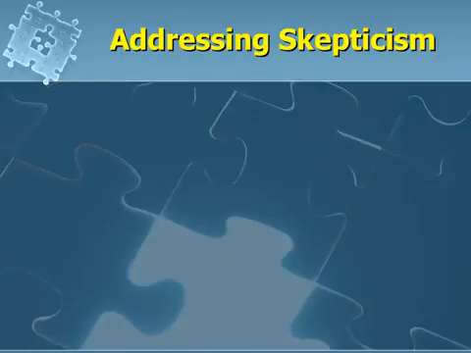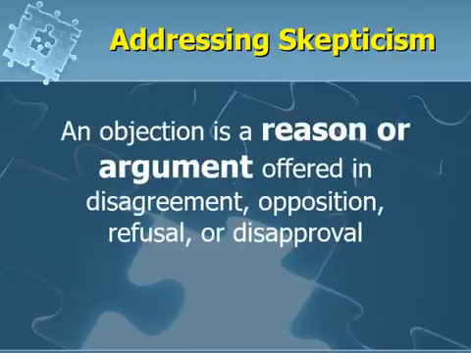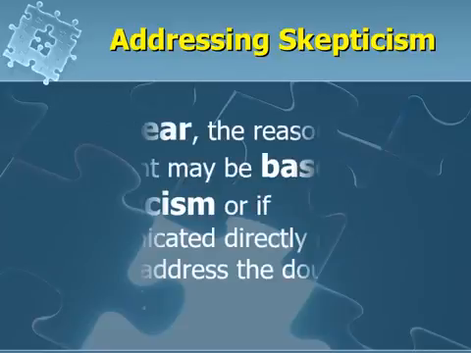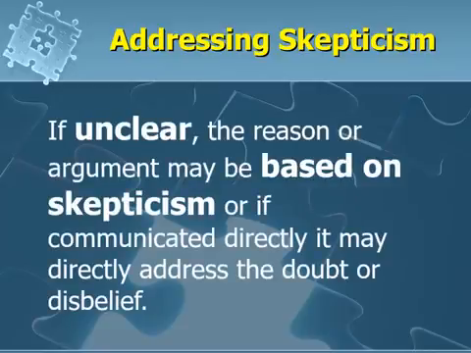What is the difference between an objection and skepticism? An objection is a reason or argument offered in disagreement, opposition, refusal, or disapproval. If unclear, the reason or argument may be based on skepticism, or if communicated directly, it may directly address the doubt or disbelief.